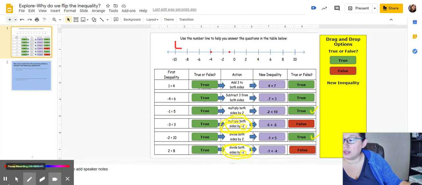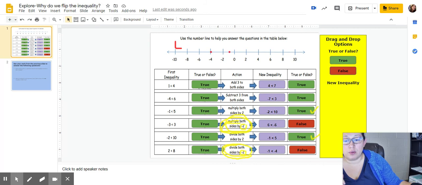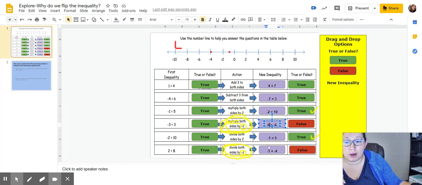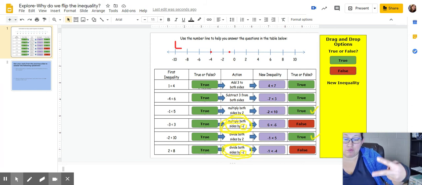Okay, so then I come back to slide 2, and it says, without changing the action, what could be done to the new inequality to make it true? Okay, well, we know that both of these are the ones that aren't true. So if I wanted to make them true, well, I know that 6 is actually greater than -6. So I can take that inequality symbol and flip it the other direction, right? Then 6 is greater than -6 would be a true statement. And same thing on that -1, -4. If I flip that symbol, -1 is greater than -4, and that would make that true.